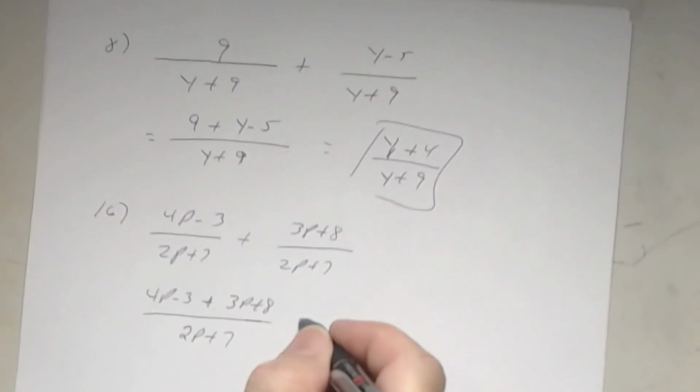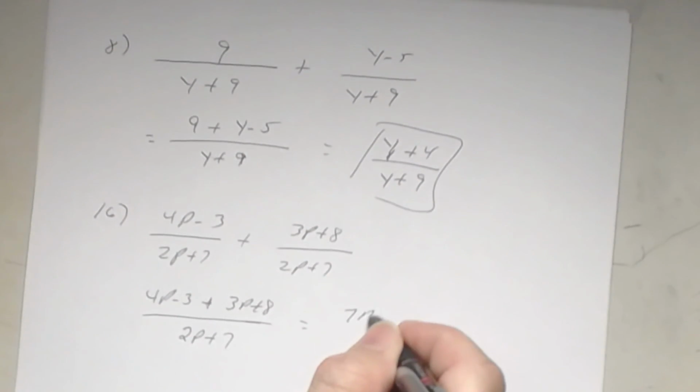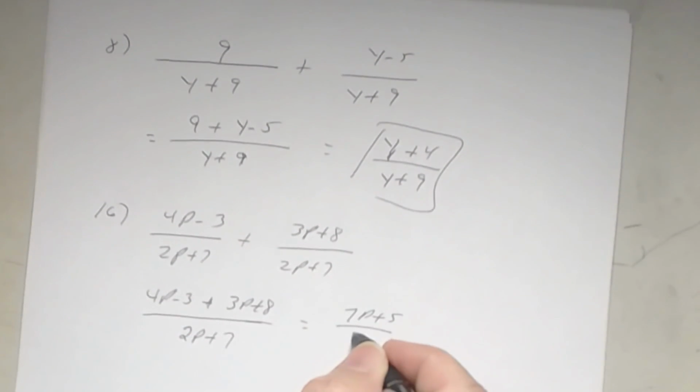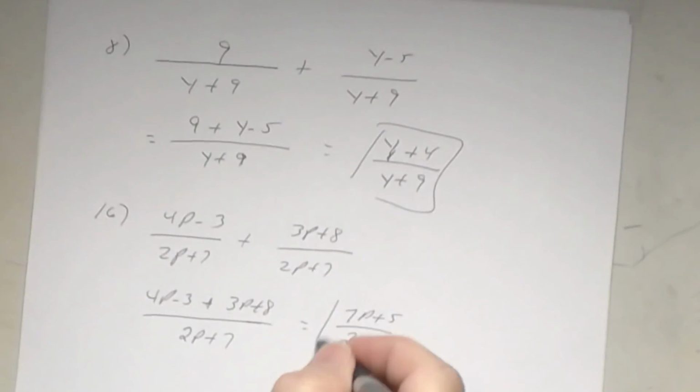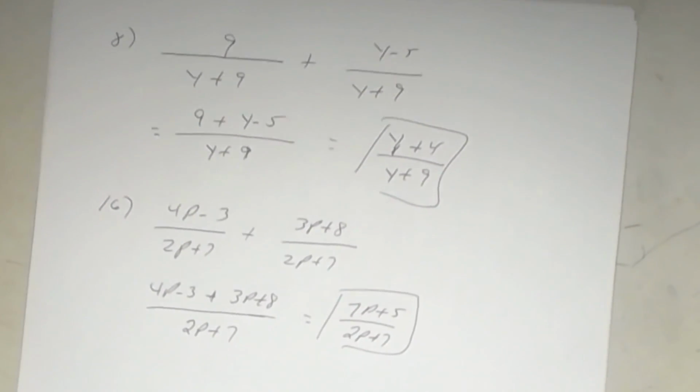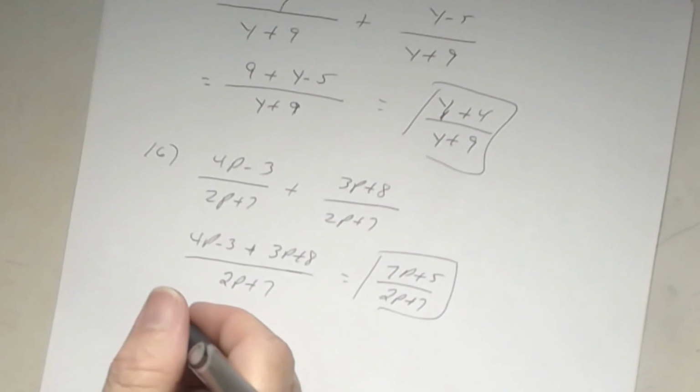Next step, which is 7p plus 5, divided by 2p plus 7. Okay. The next step would be to factor. Can I factor anything? Nope. The next step would be to reduce common factors. Can I reduce common factors? Nope. So that's your answer.